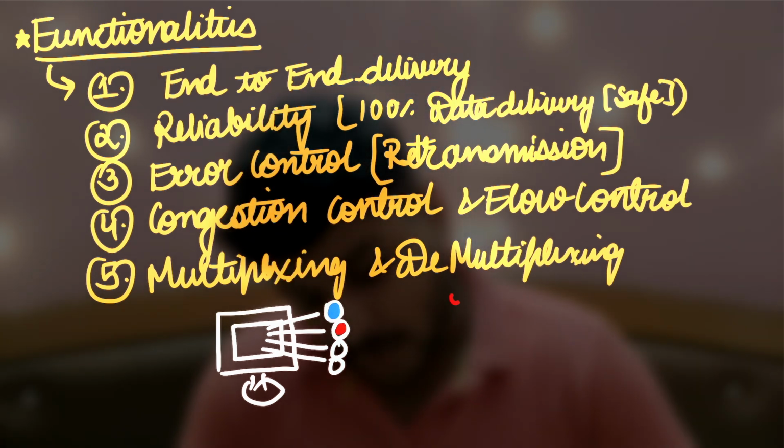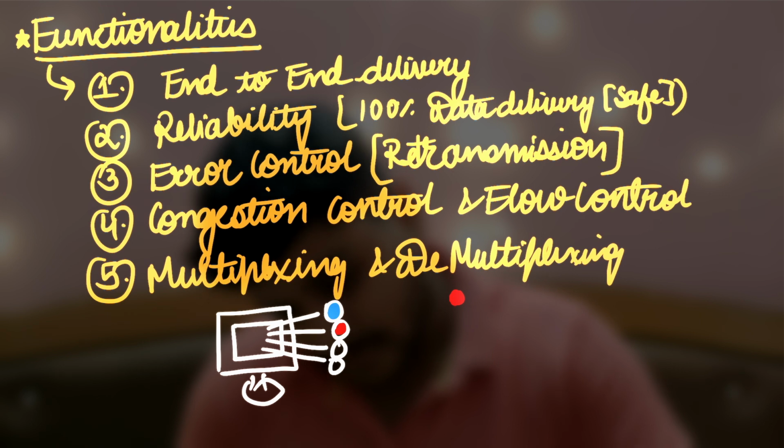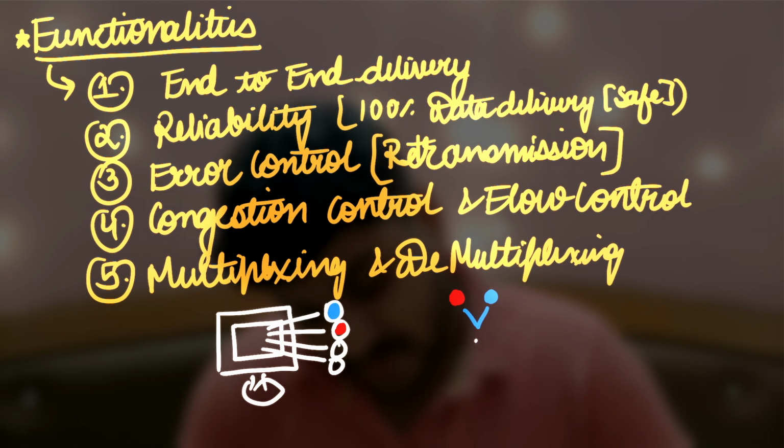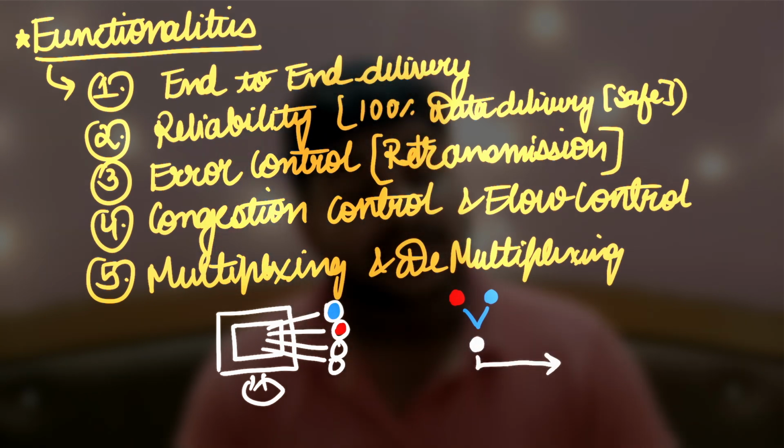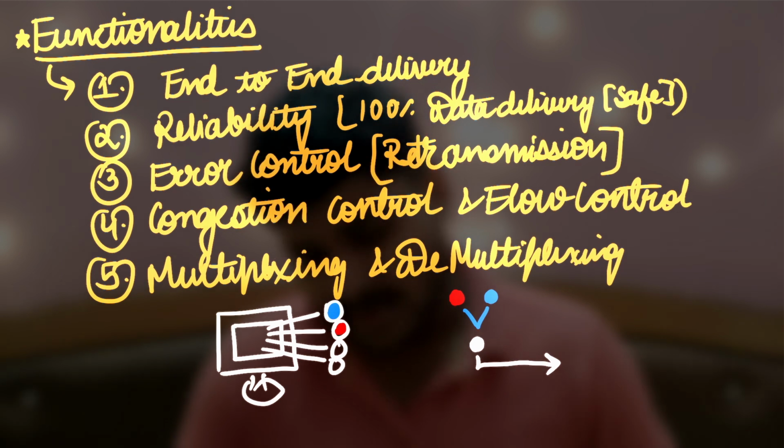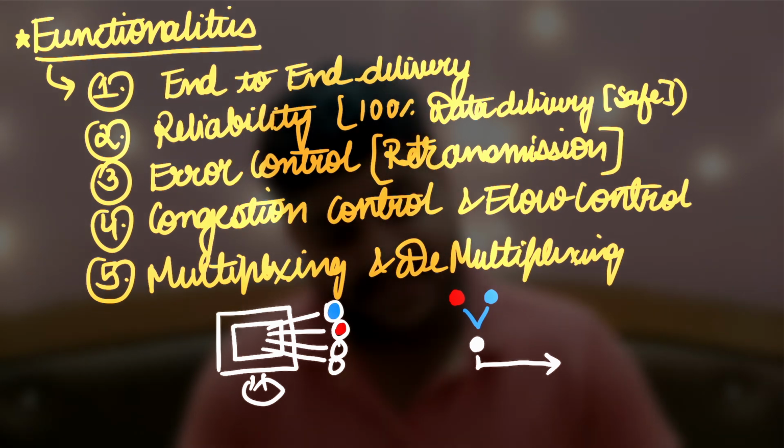Both of the applications, whatever data is being transmitted, it is transmitted by only one pipeline. Consider that there is only one pipeline in which all the application processes' data is flowing. So that is going to be multiplexing.